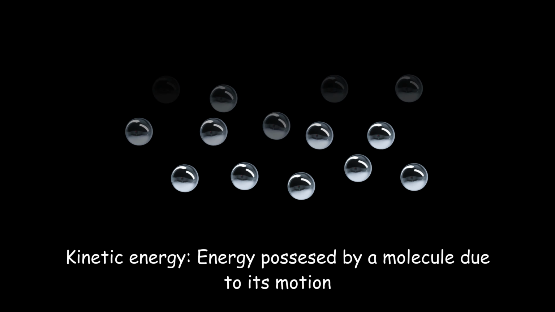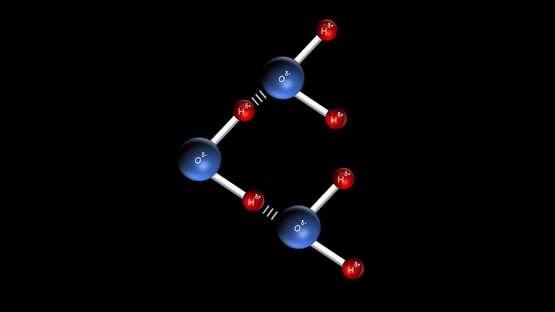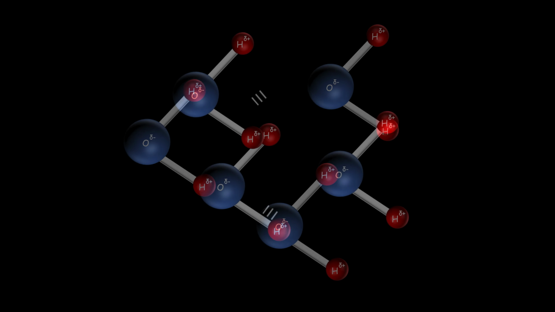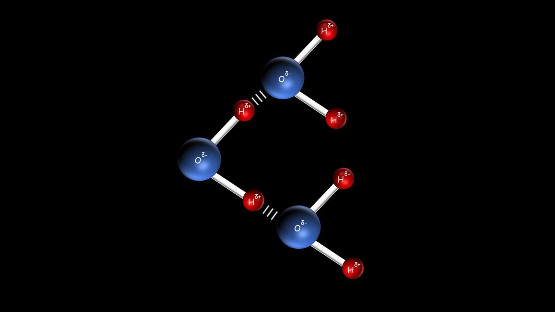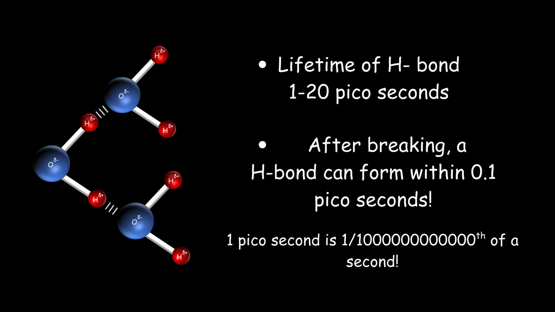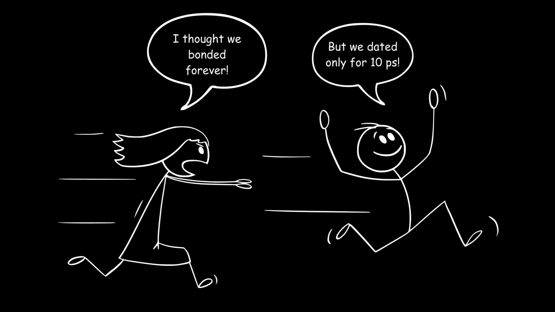Which means, water molecules have enough energy to break the hydrogen bonds, but the bonds reform again because of the electrostatic attraction between molecules. As a result, most of the water molecules are hydrogen bonded with their neighbors at any given time. But the lifetime of each hydrogen bond is just 1 to 20 picoseconds. When one hydrogen bond breaks, a water molecule can form another within just 0.1 picoseconds. They sure know how to move on quickly.